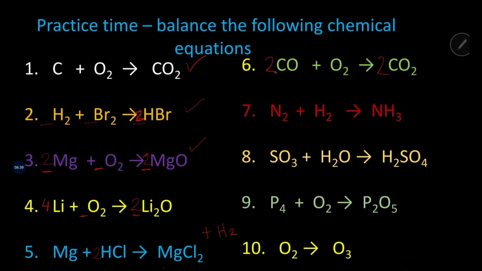Now I've got 2 times 1 oxygen, there are 2 oxygens, plus another 2 oxygens here, so that's a total of 4 oxygen atoms. Here I have a total of what? 2 times 2 to give you 4 oxygens.